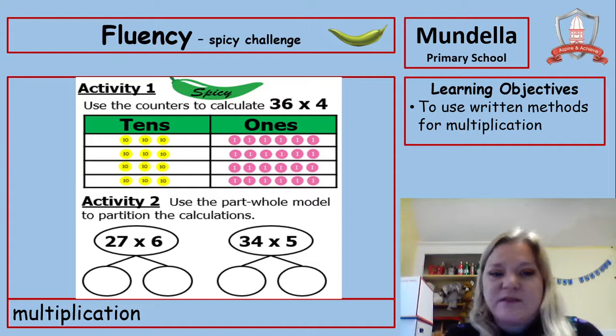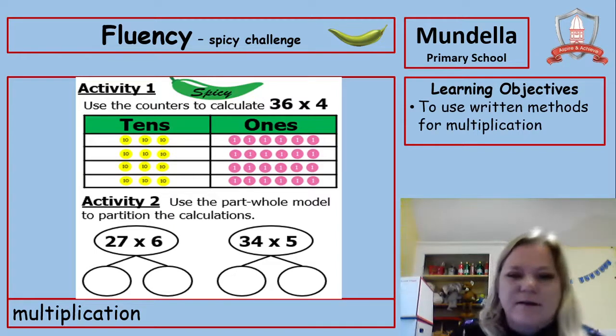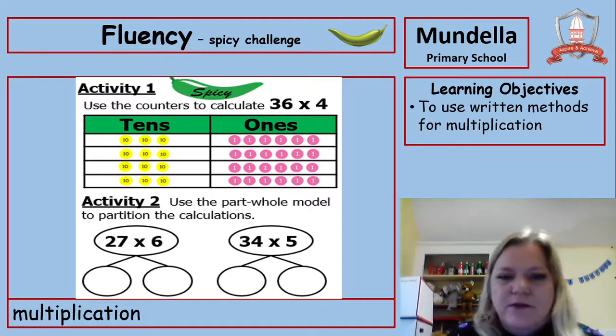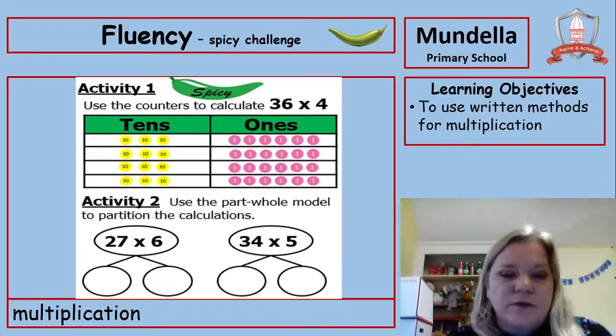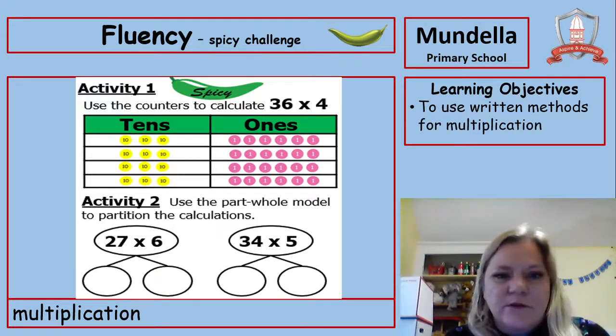For the spicy challenge, you're doing exactly the same. You're using counters to calculate 36 times 4, and you're using part-whole models to partition the calculations and work them out. So if you're going to do the spicy challenge, then pause the video now, please.